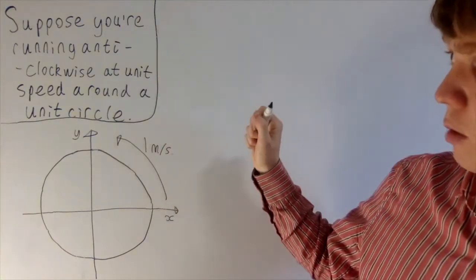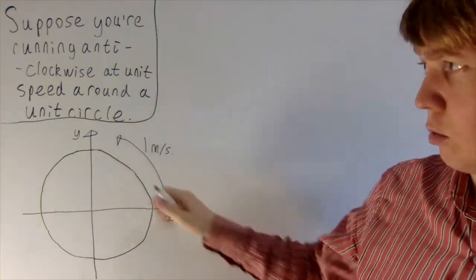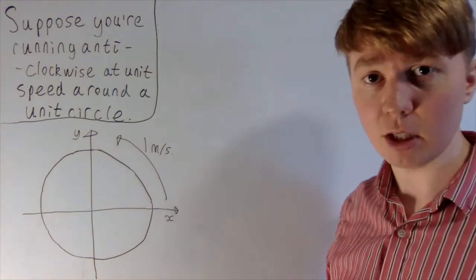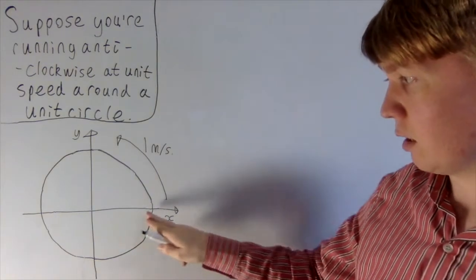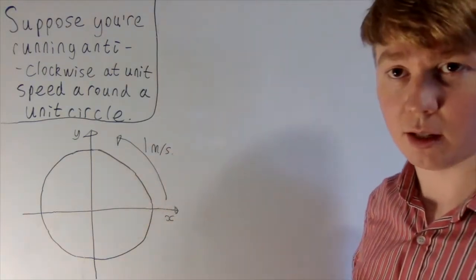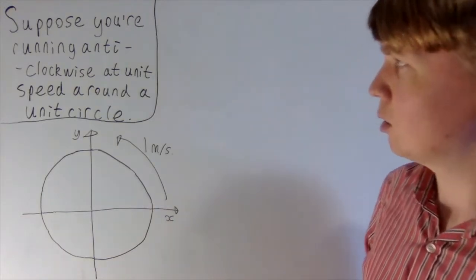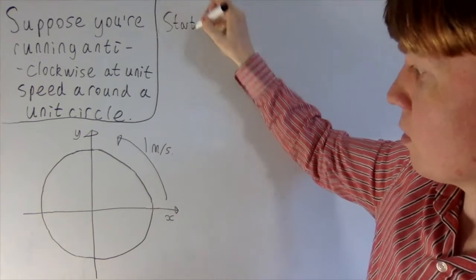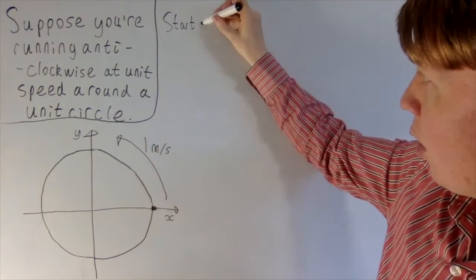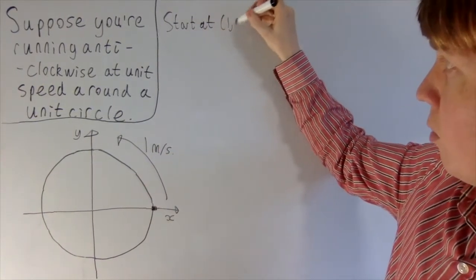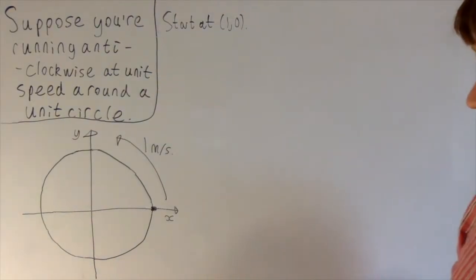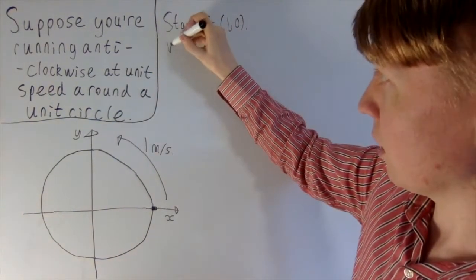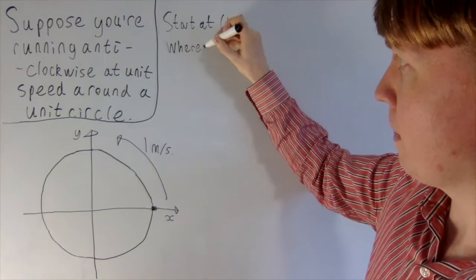So what's the setup? Basically you're running anti-clockwise at unit speed around a unit circle. So you can say the radius is 1 metre, you're running at 1 metre per second, the units don't really matter. And for convenience we'll say that you start at this point down here where x is 1 and y is 0. So the first thing we're going to look at is where are you at time t?